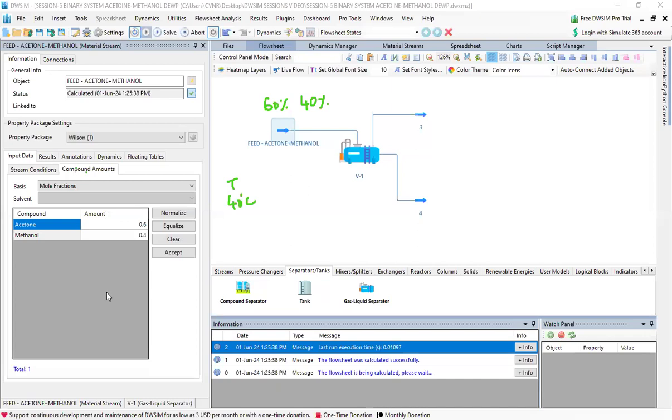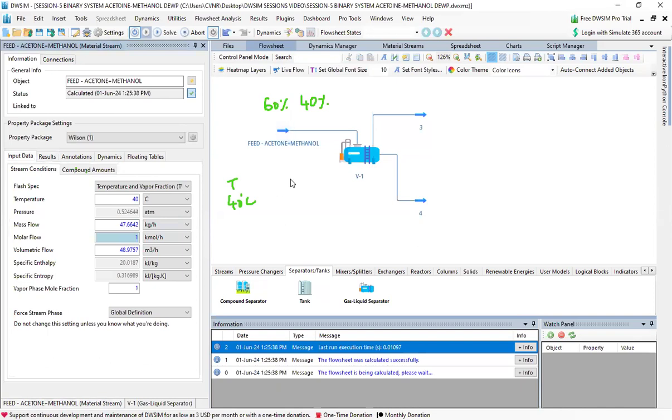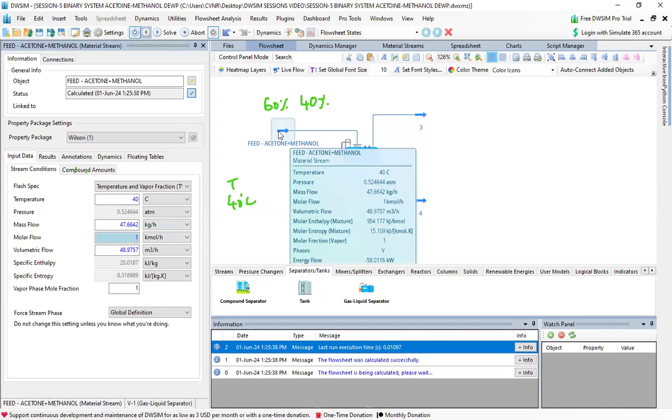Now at this particular feed composition ZF, we are trying to solve. Now we know the temperature and the liquid phase compositions, and we are trying to find the pressure. Okay, that means here, if you see, this is not temp.